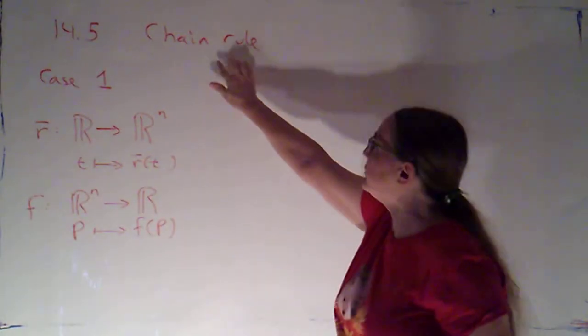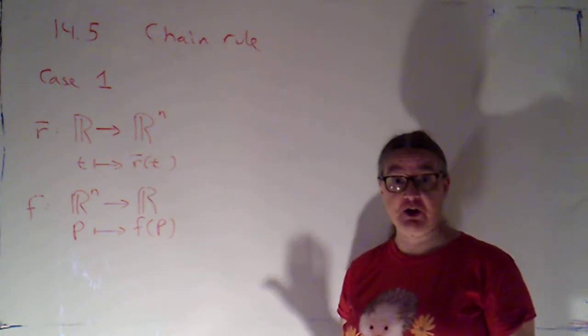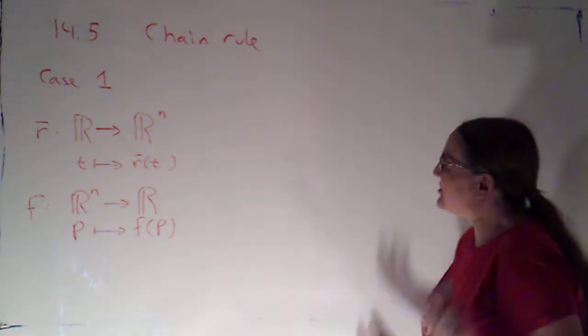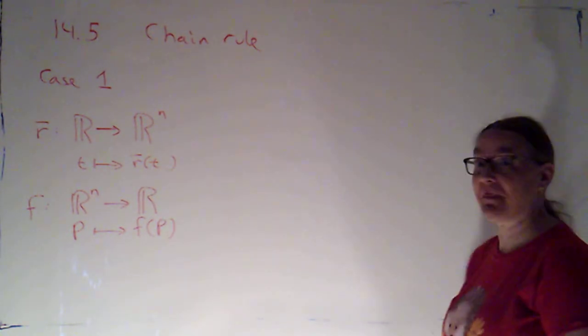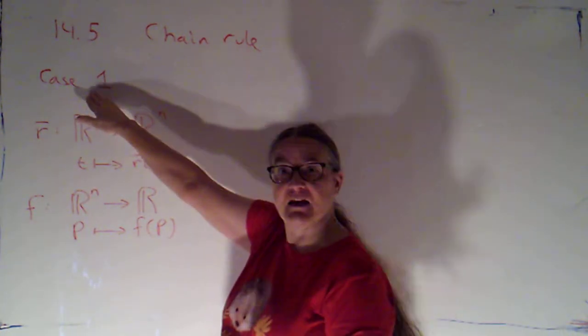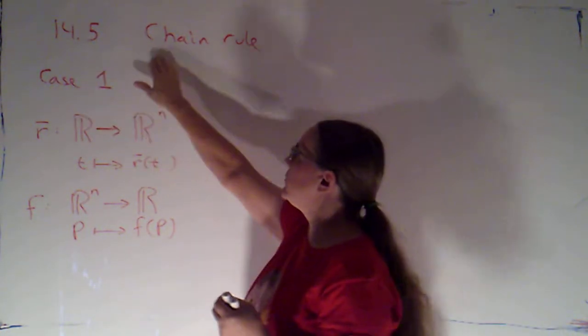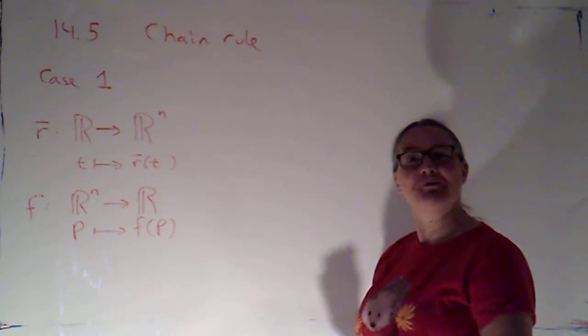Section 14.5 is about the chain rule, which we can expect is going to be a way of taking the derivative of function compositions. But what's kind of neat is we've got all these nifty new sorts of functions to work with. In chapter 13, I've got this labeled, by the way, as case 1. The book breaks the chain rule up into 2 cases, and this is case 1. We'll do case 2 later.